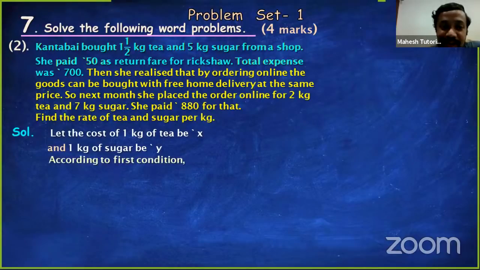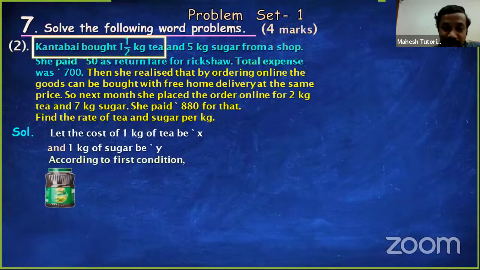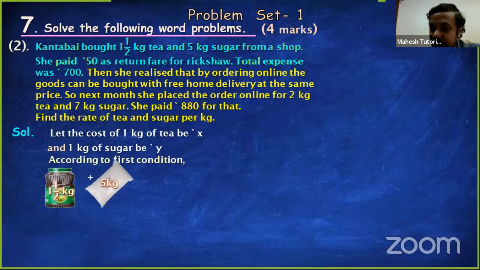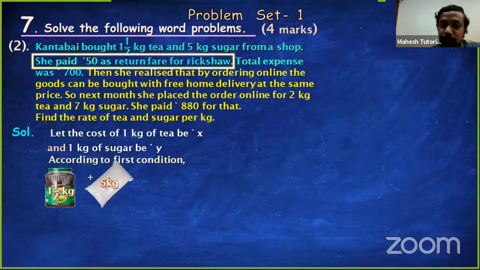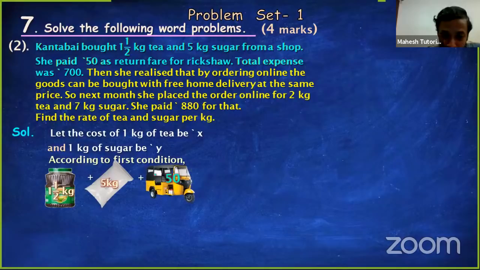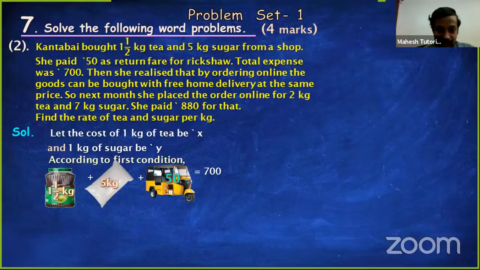Kantabai bought 1.5 kg of tea. So in the first condition, she has purchased 1.5 kg of tea and 5 kg sugar. She paid rupees 50 as a return fare for rickshaw. तो इसके साथ additional और खर्चा हुआ है of rupees 50. And considering all these three, the total expense was rupees 700. मतलब ये सबका टोटल हुआ है as 700, so it is equal to rupees 700. I hope so, this formation is clear to each and every student.